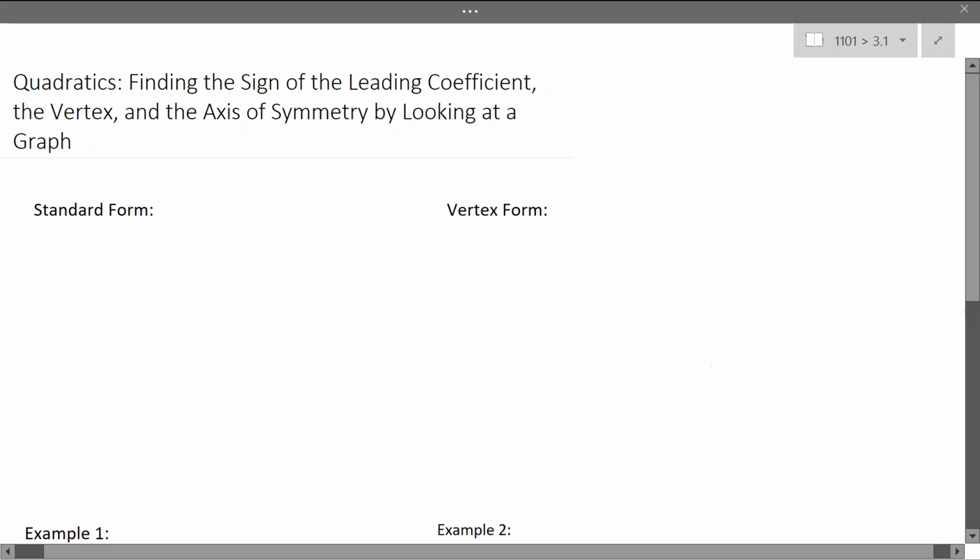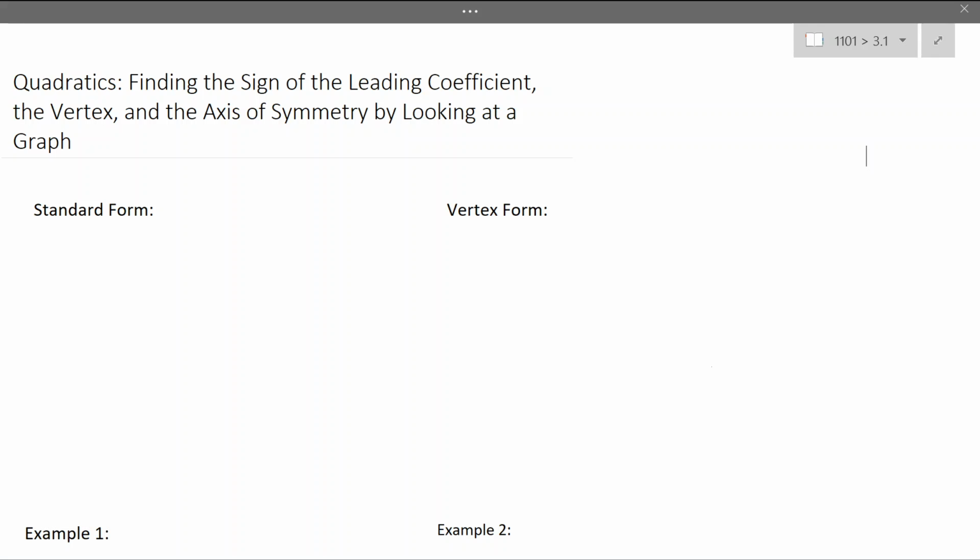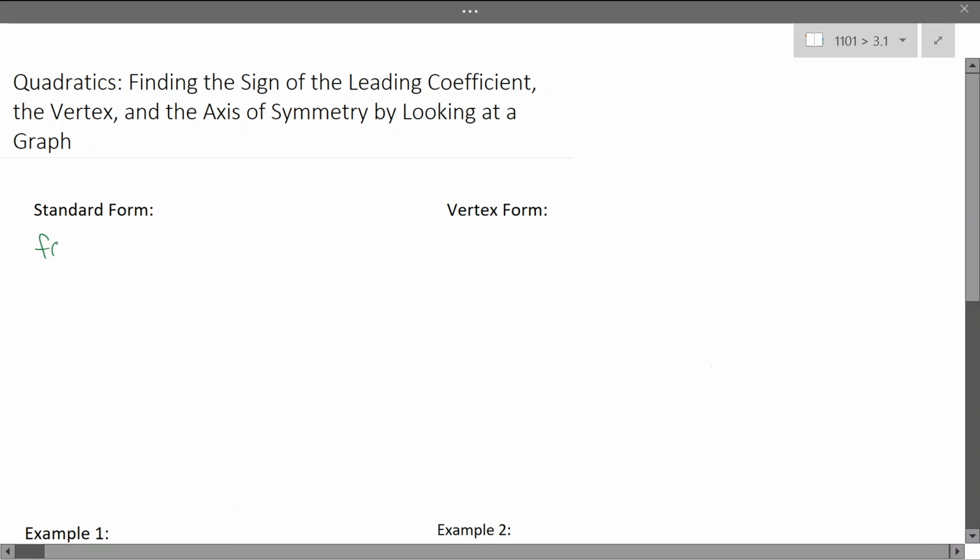In this video, we'll be using the graph of a quadratic to find the sign of its leading coefficient, its vertex, and its axis of symmetry. First, let's look at the two forms a quadratic can take. First, we have standard form, which is f of x equals ax squared plus bx plus c. And next we have vertex form, which is f of x equals a times the quantity x minus h squared plus k.